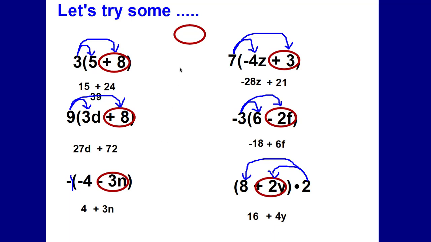So when you're doing your homework tonight, I expect to see the arrows showing me how you're distributing the number of groups. I expect to see the second term with its sign circled, and then you write your simplified answer.